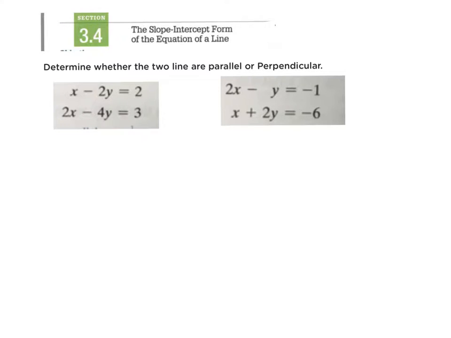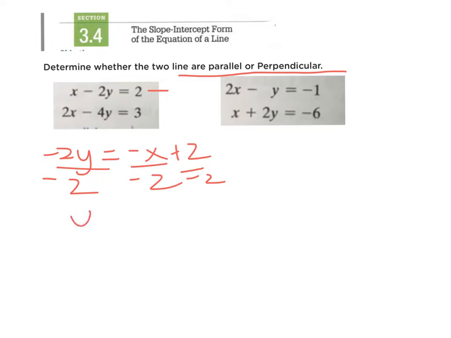To determine whether we have parallel or perpendicular lines, we need to look at the slope. So we need to have these in slope-intercept form. So I'm going to put these equations into slope-intercept form. For the first one, I'm going to move the x over, so I'm going to have a negative 2y equals a minus x plus 2. And then I have to divide everything by negative 2.